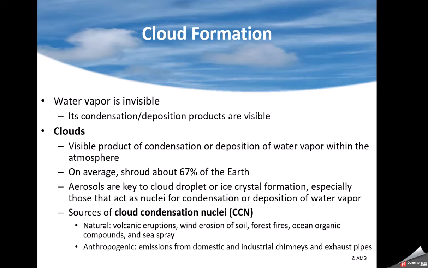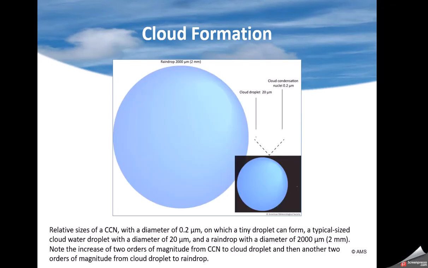And there is something called cloud condensation nuclei. Cloud condensation nuclei can come from volcano eruptions, wind pushing up some of the soil or dirt, forest fires, sea spray, even chimneys. So what are we talking about? Why do we even talk about that? Well, you look at the size of a raindrop here, and this is relatively to each other. Look at how small a cloud droplet is.